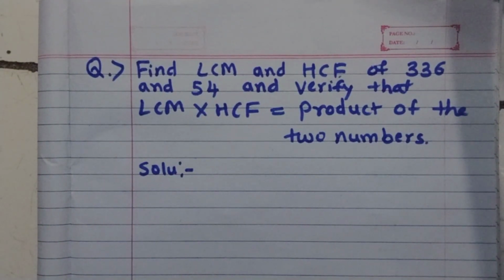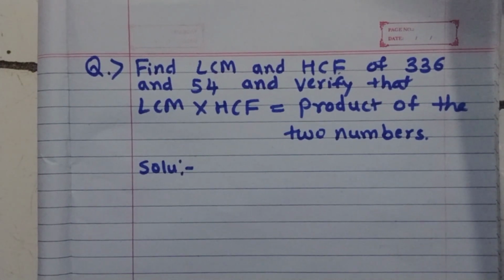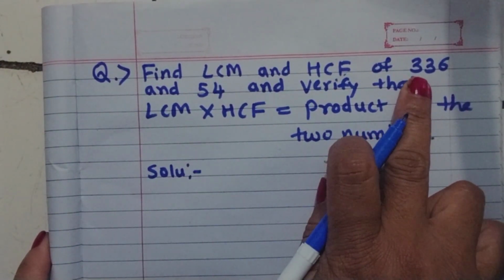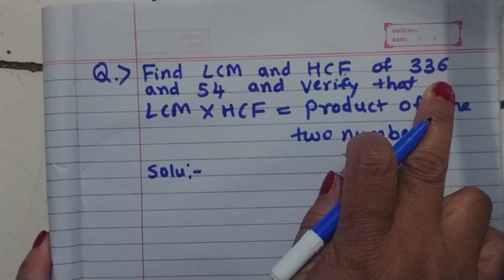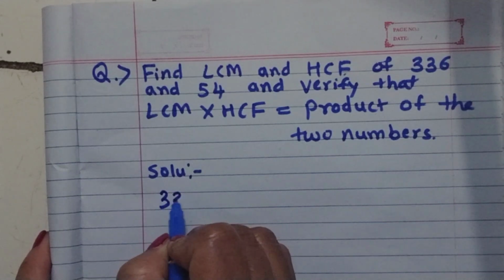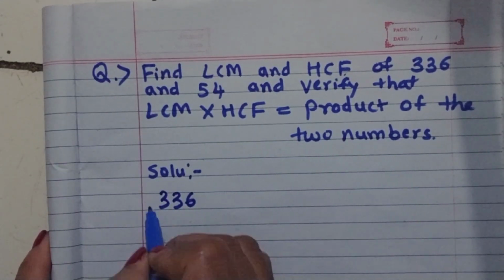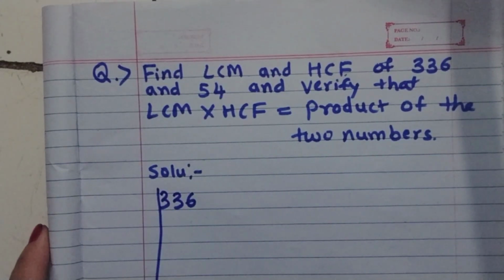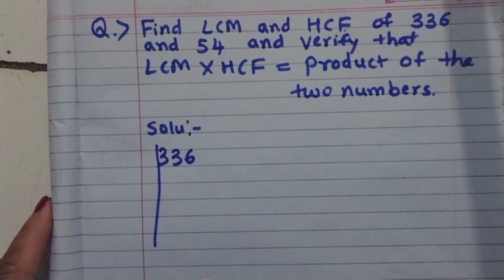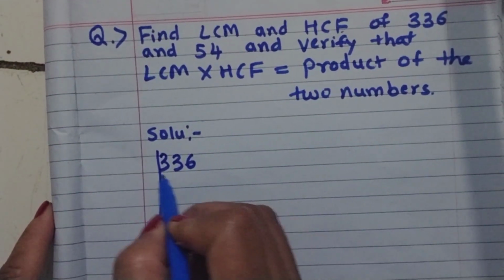So for this, to find LCM and HCF of 336 and 54, we use prime factorization method. So for this, we do prime factorization of 336 and 54. So we write 336 like this, draw vertical line. Now we start from smallest prime number. Smallest prime number is 2. So division is possible with 2.